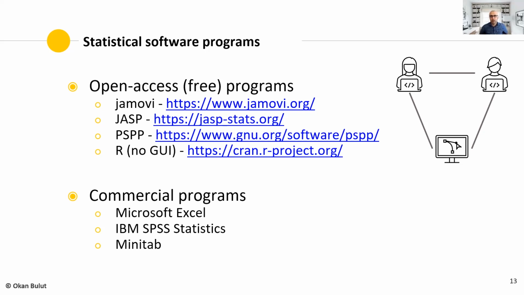JASP is very similar to JMovi as well. That's also free. It has a very nice graphical user interface, so very easy to use, just like JMovi. Almost those two programs are nearly identical. PSPP is an interesting program.